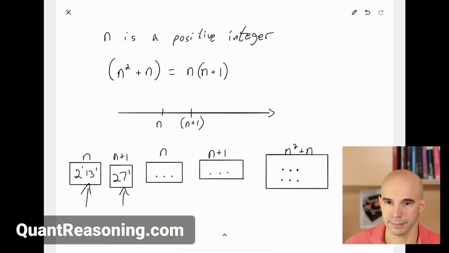So the only factor would be n plus 13. That would be the next number, which would have 13 as the factor. Correct. Or n plus 2.